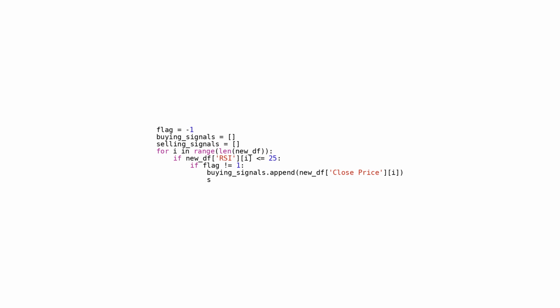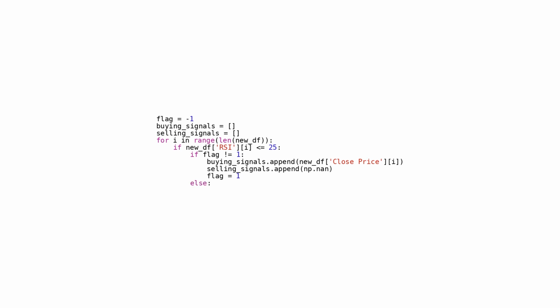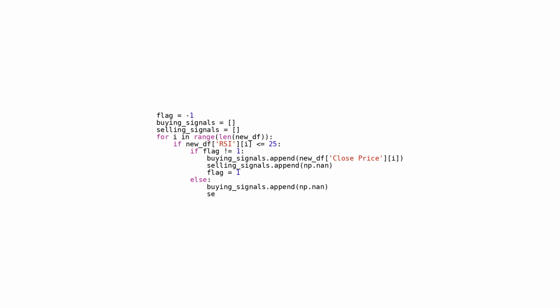The Python code examines a data frame named new_df and generates buy and sell signals based on predefined RSI thresholds. It creates 2 lists, buying signals and selling signals, to track these signals. The code works in the following steps. 1. It initializes a flag to 1 and creates 2 empty lists for storing buy and sell signals. 2. Iterates through each row of new_df. 3. If the RSI for a row is below or equal to 25 and the flag is not set to 1, it is considered a buy signal.